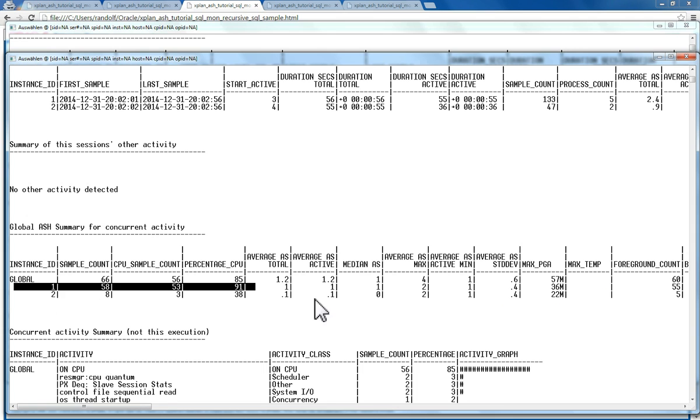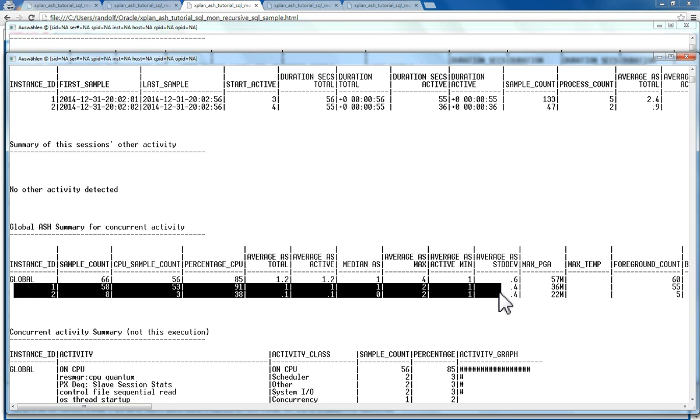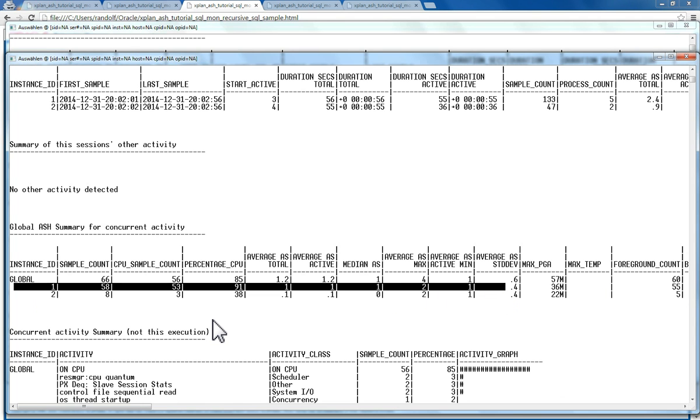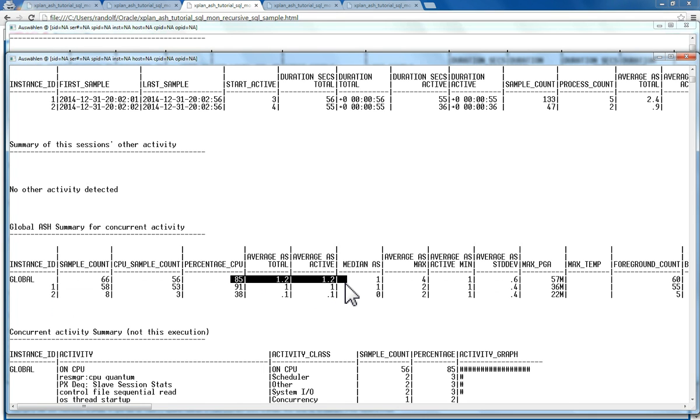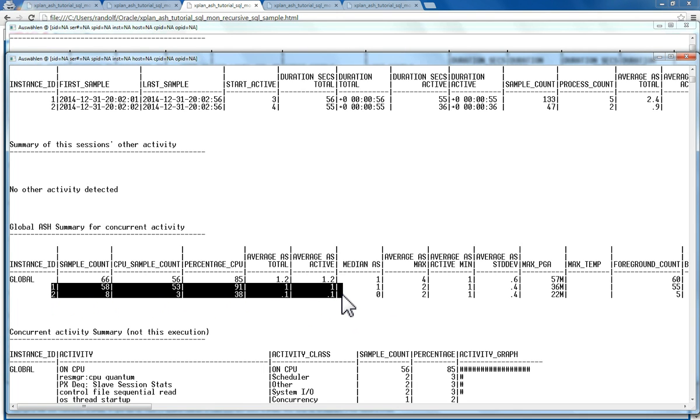For example, here you could see that this instance had one session on average active of other activities, whereas this second instance had almost no other activity. So this global summary wouldn't tell you this difference in activity between the instances, and therefore for multiple instances involved you get this in addition on instance level, this information.